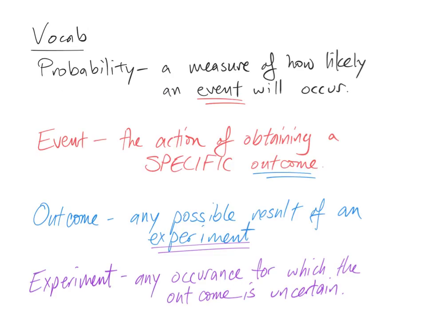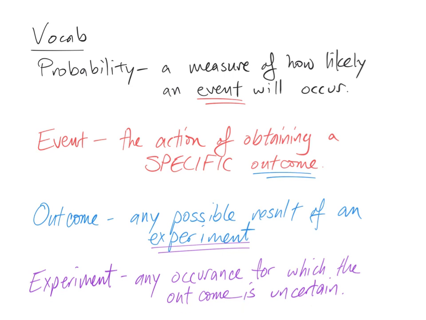So here are the four major vocabulary words that we will be looking at in this video. We have probability, the main idea of this entire video. This is a measure of how likely an event will occur. Well, we need to know what the word event means in order to fully understand what's going on here. So an event is the action of obtaining a specific outcome. Well, okay, what's an outcome? Well, an outcome is any possible result of an experiment. And so this leads me to define experiment. The experiment is any occurrence for which the outcome is uncertain.